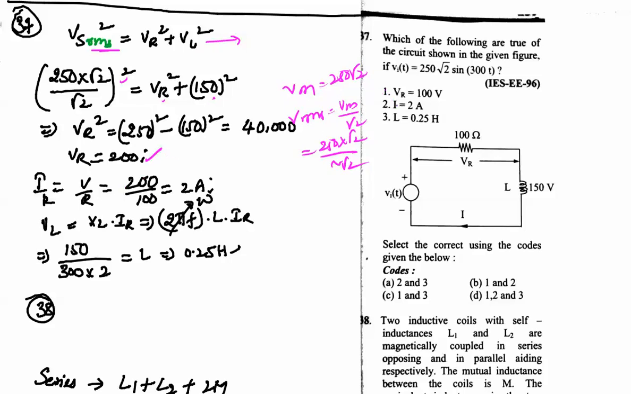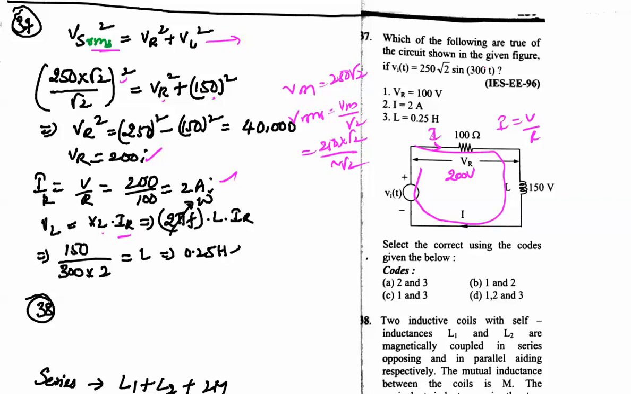And the next thing is I. So we need to find I here. I is nothing but V by R. Why? Because in this branch, VR is equal to 200 volts, and the same current is flowing throughout this network. So I is equal to V by R, so we will get 2 amps here. And VL, the voltage across the inductor, is equal to XL into IR, that is impedance into the current flowing in that inductance.